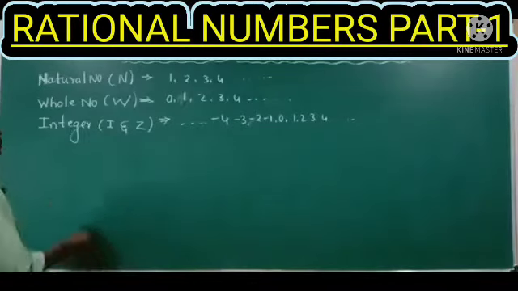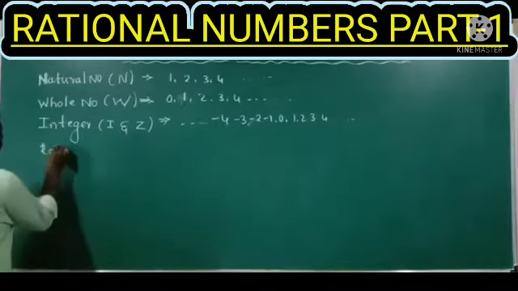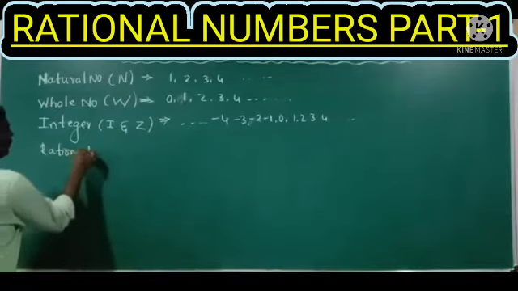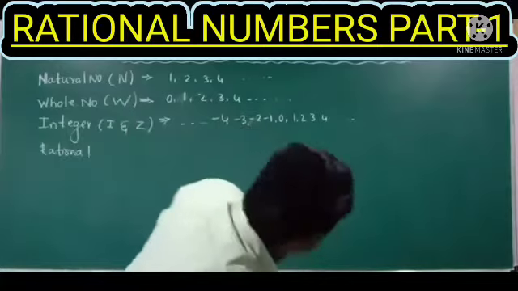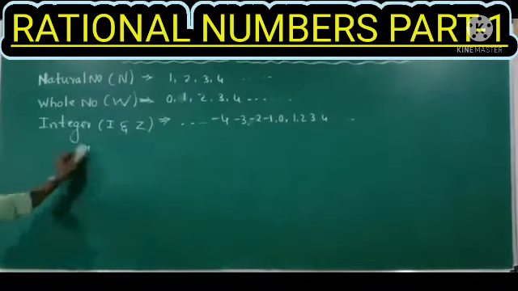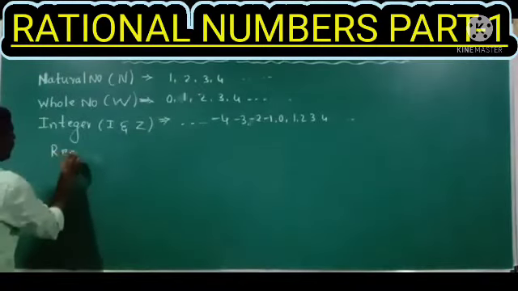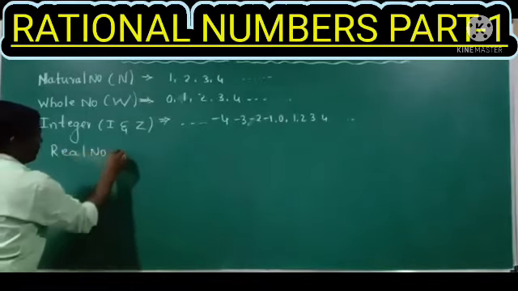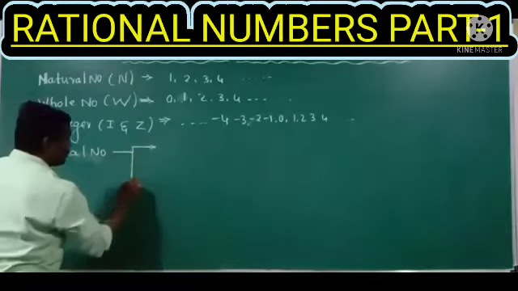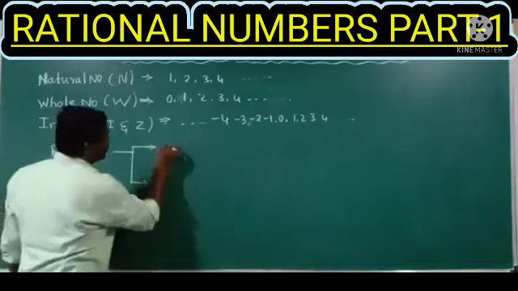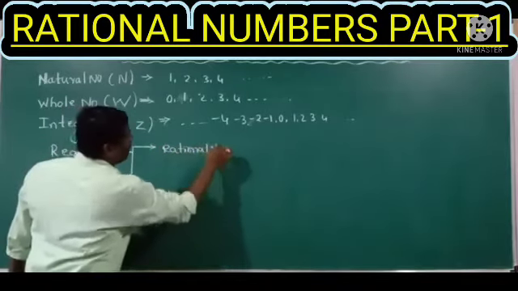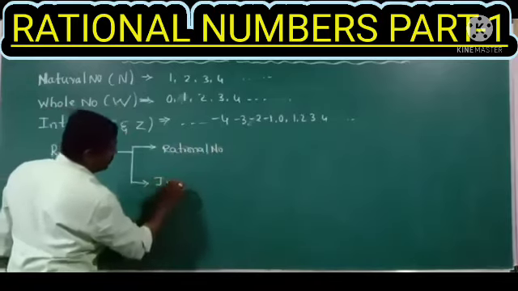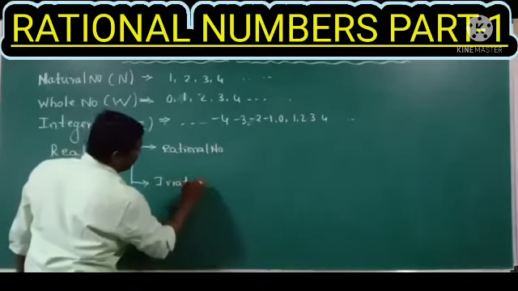Okay, next one, rational numbers. These rational numbers are forms of the real numbers. Again, we are dividing the real numbers into two types. First one is rational number, and second one is irrational number.